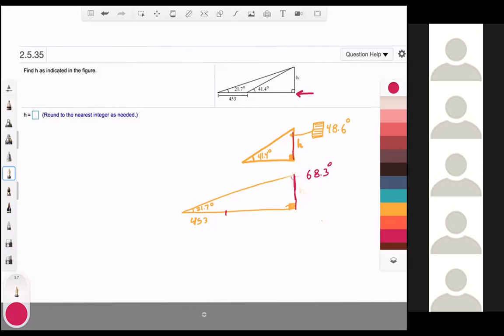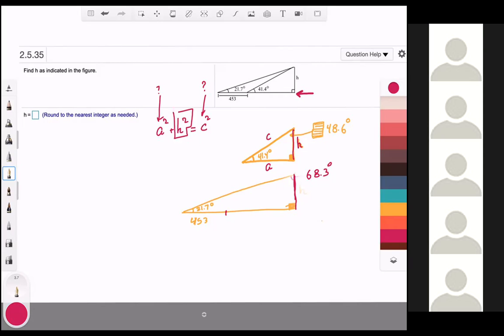Definitely we cannot use the Pythagorean theorem. For example, if this is A, that's H, that's C, we have A squared plus H squared equal to C squared. We are looking for H, but A and C also are unknown, so we cannot solve using the Pythagorean theorem.